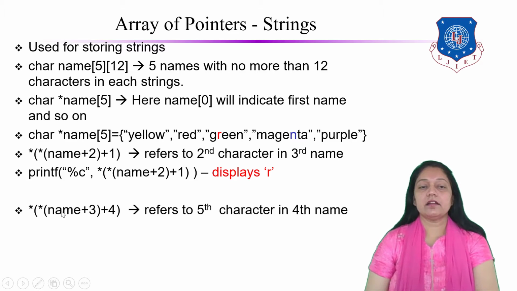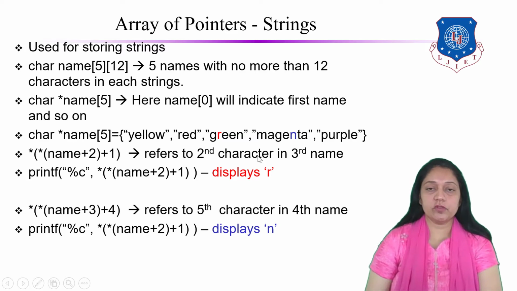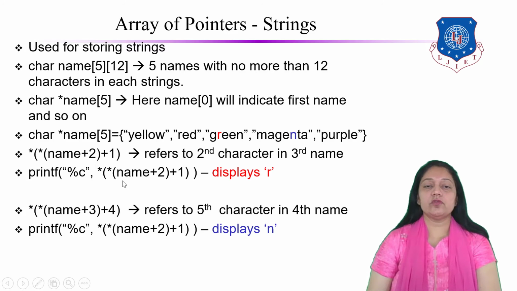Similarly, if I write *(*(name+3)+4), I'm referring to the fifth character in the fourth name. The first index is for i and the second is for j. So which is the fifth character in the fourth name? The fourth name is magenta and the fifth character, counting 0, 1, 2, 3, 4, is n. So I'll get the output as n. This is the way you can work with array of pointers with strings, which is very useful in real-time examples. And using this array of pointers, we can also access individual characters of the strings.